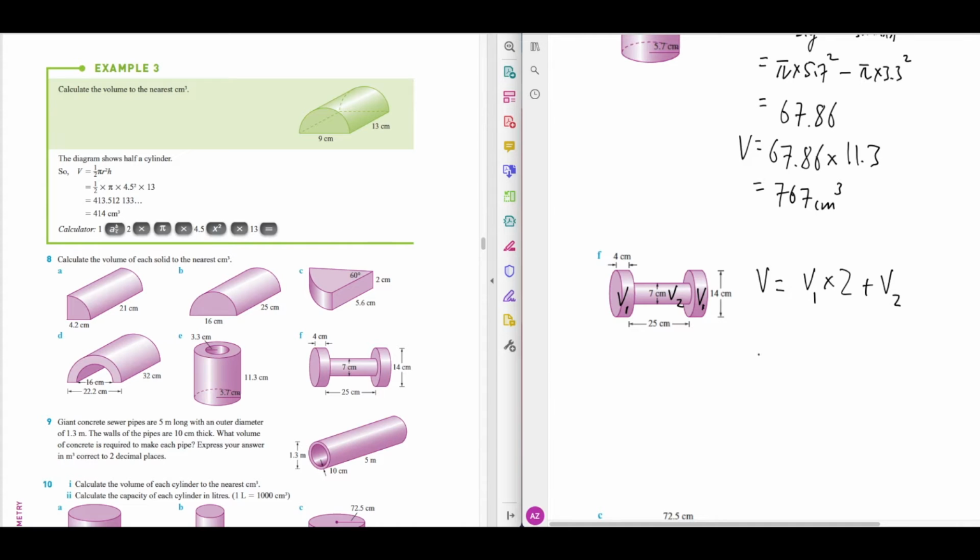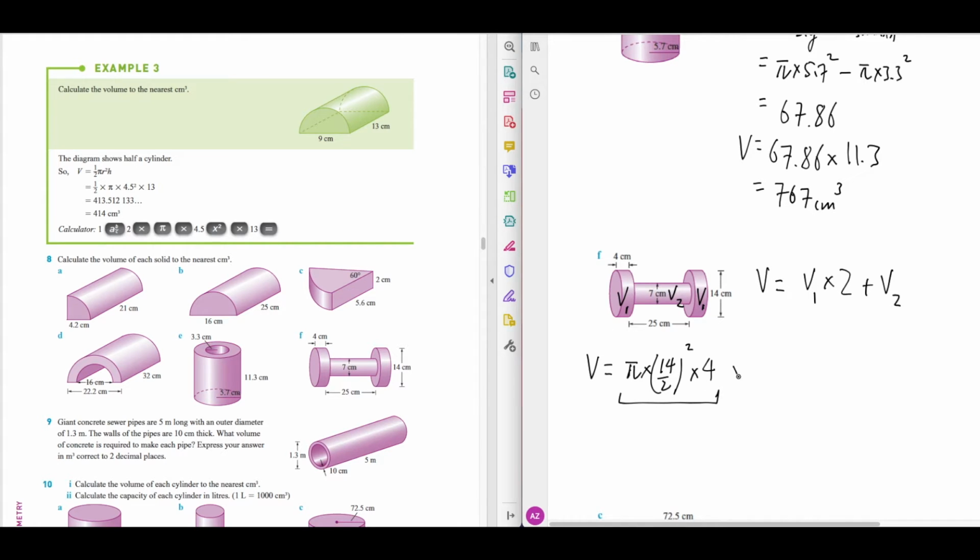So let's do this. The volume is equal to, now how do you find the volume of V1? Remember that this is just a cylinder, so it's pi r squared h. Pi times r. What's the radius of this shape here? We know that the diameter is 14, so the radius is going to be 14 divided by 2, which is 7. Pi r squared times the height. The height of this shape is 4.